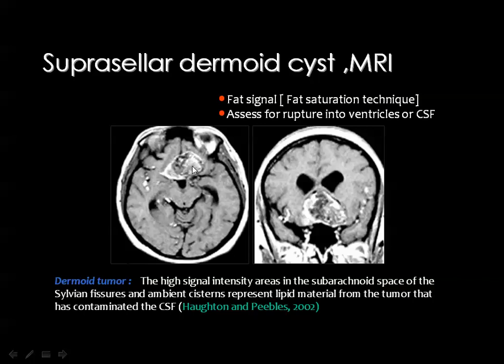The calcium is bright in the T1 weighted image. Other parts of the cyst are less bright in the T1 weighted image. Then if you look carefully in the quadrigeminal cistern, you can see fat globules. In the sylvian fissure, you can also see the fat globules.